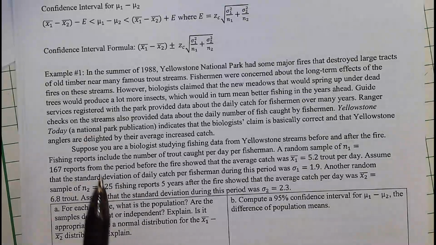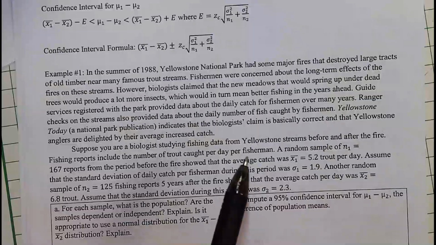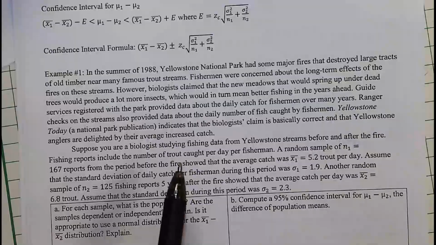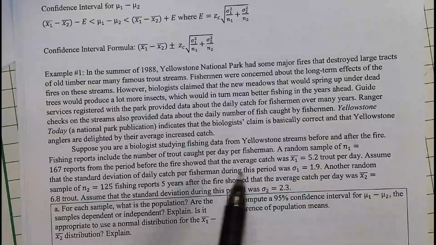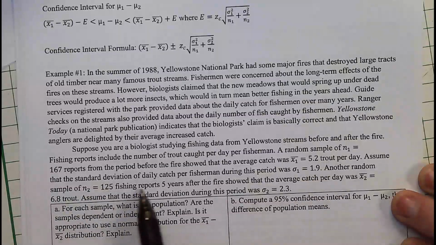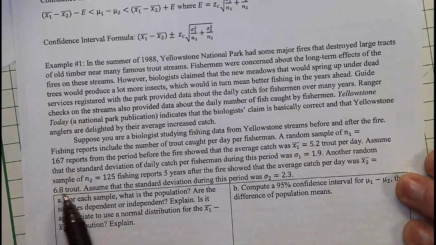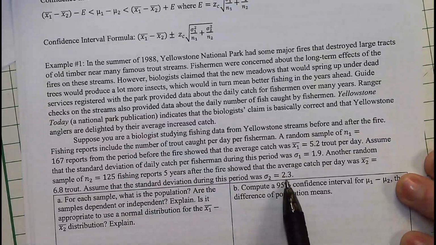Suppose you're a biologist studying fishing data from Yellowstone streams before and after the fire. Fishing reports include the number of trout caught by day by fishermen. So there's a random sample of 167 reports for a period before the fire that showed the average was 5.2 trout per day, and the standard deviation for this period is 1.9. So we know the population standard deviation, we know sigma. Another random sample of 125, 5 years after the fire, showed the sample mean was 6.8 trout. The standard deviation was 2.3, the population standard deviation.